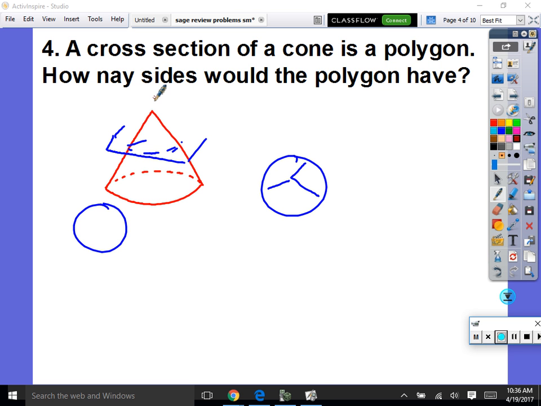What if we took and sliced the paper right like this? What kind of shape would that make? Would that make a triangle? I think that would. If we slice it like that, think about cutting a cone like that. Did you see how that would make 3 sides?